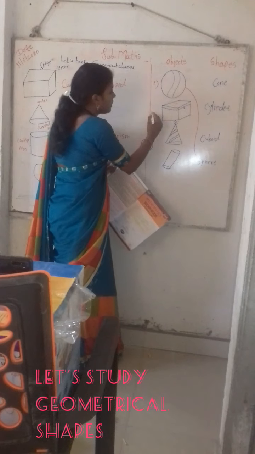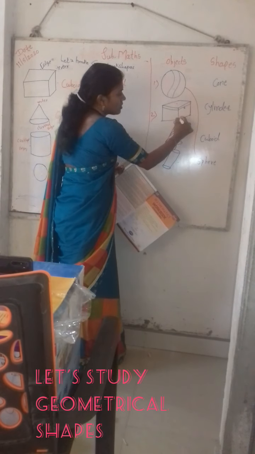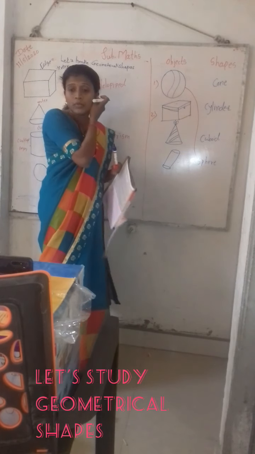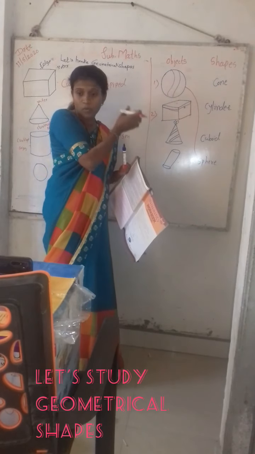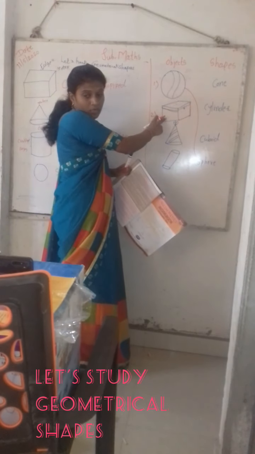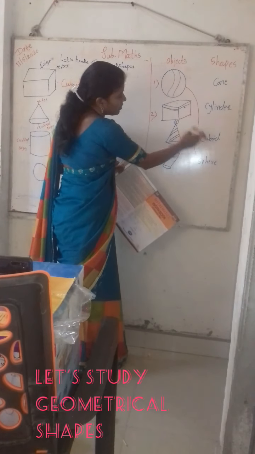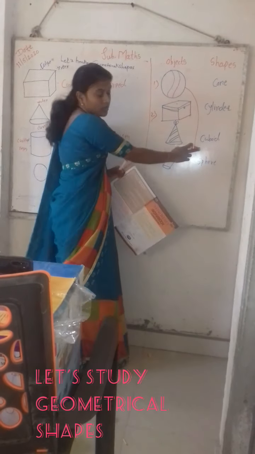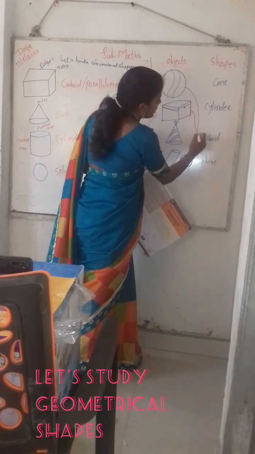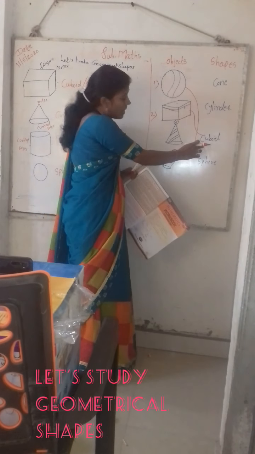Our second shape is box. It is like a box. We can put all our important things in a box. We can put money in the box also. So can you tell me which name we can match with the box? Cuboid, C-U-B-O-I-D. We can match this box with the cuboid.